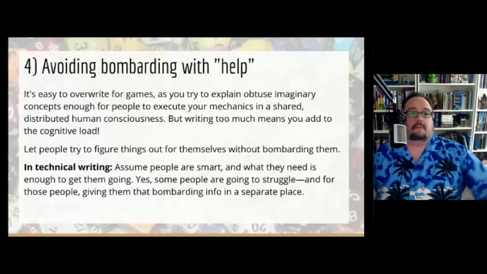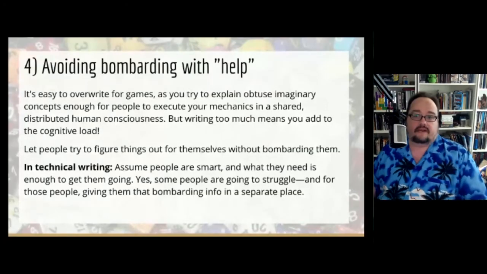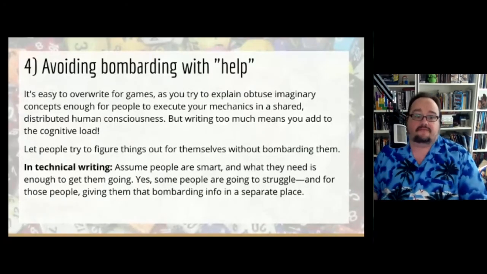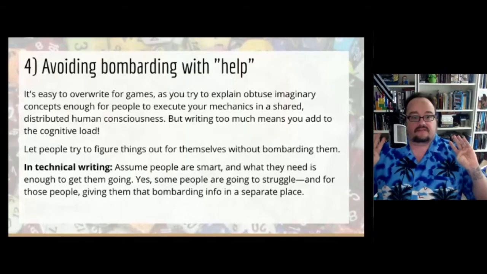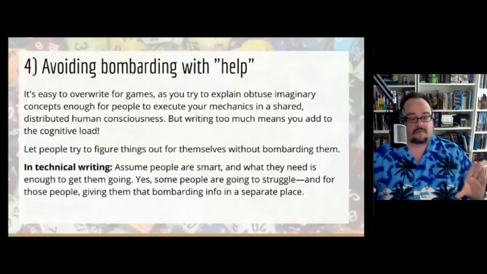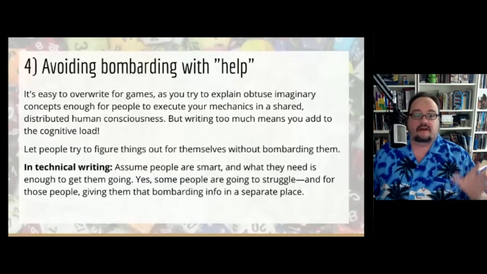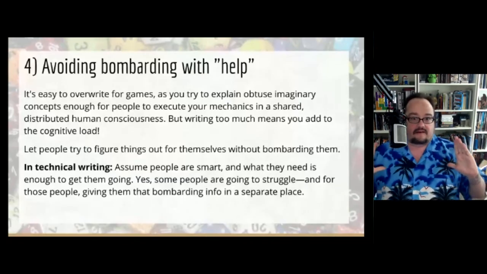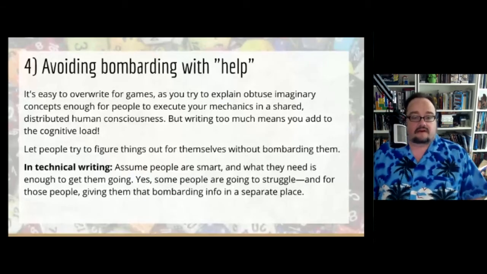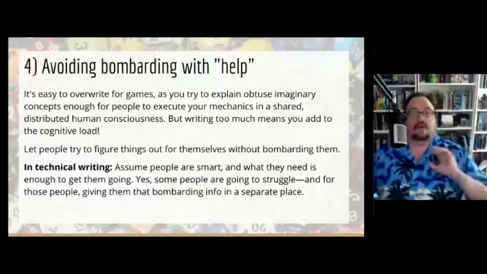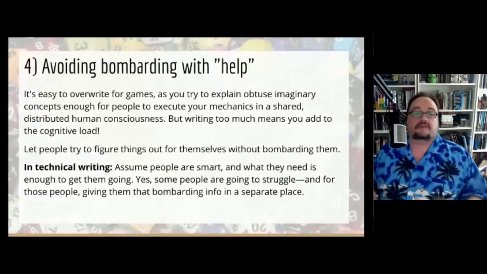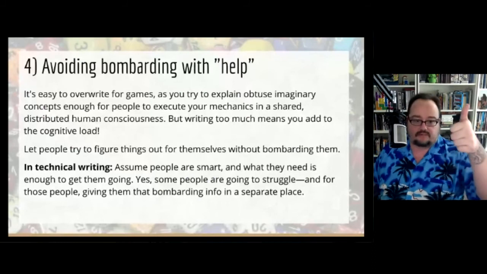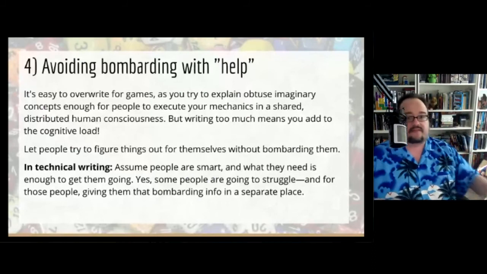Next is avoiding bombarding with help. It's easy to overwrite in games because these are really obtuse. The way that I frame this is that you're creating a distributed hardware platform, which is a bunch of brains working together. You're creating a really complicated application written in the worst language for writing applications, which is any human language. It's very easy to say, oh, but also think about this, and also think about this, and also think about this. And that just really increases the cognitive load. So in technical writing, I take that same approach: assume that people are smart and let them get going.